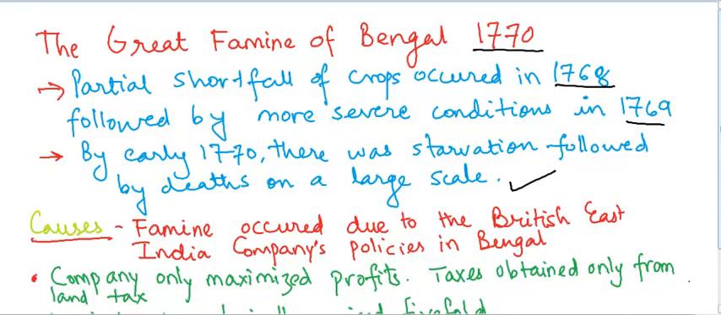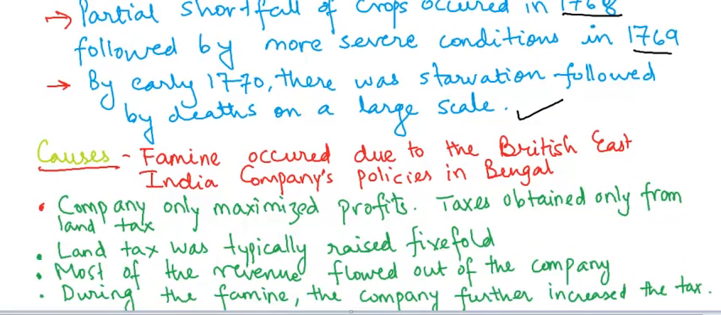Even though the company was the de facto ruler of Bengal, alarming reports made by the rural community were ignored by the British. By the mid 1770s, deaths from starvation were occurring on a large scale. As a result of the famine, large areas were depopulated and returned to jungle for decades to come. The famine occurred due to the British East India Company's policies in Bengal.